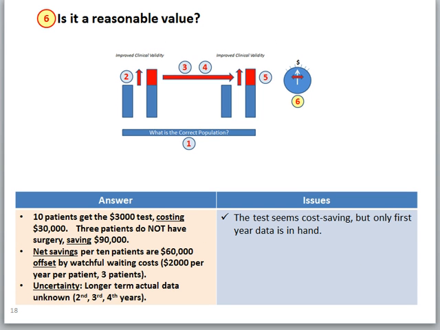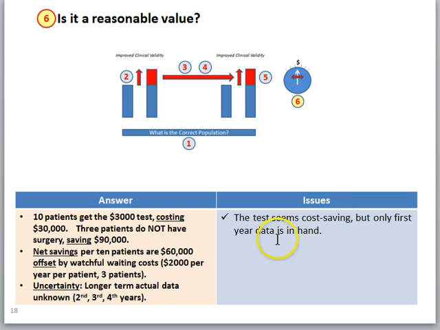Is it a reasonable value? Well, let's pretend the company has data on that. Let's say if 10 patients get the $3,000 test, it costs $30,000, but 3 of the 10 patients do not have surgery, so let's say they save $90,000. So the net savings looks like $60,000, and then you can add and subtract some other costs.